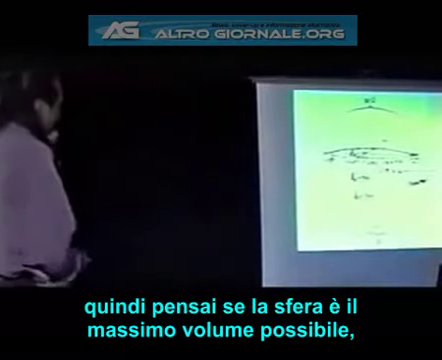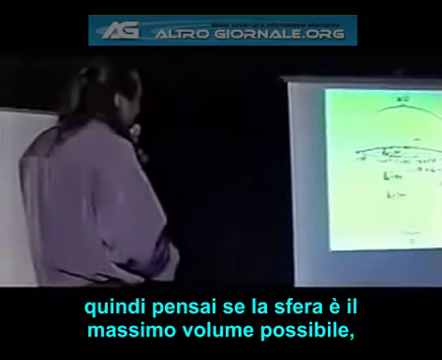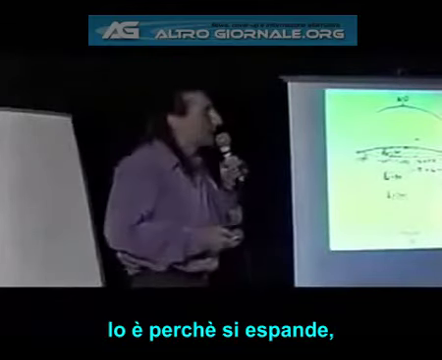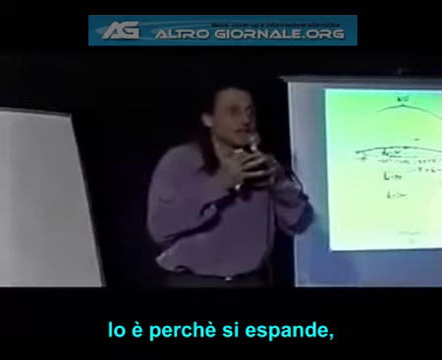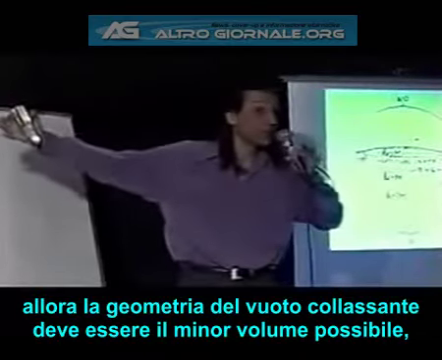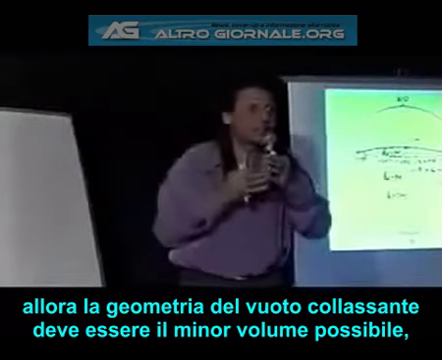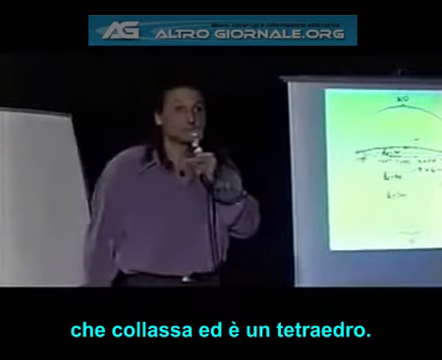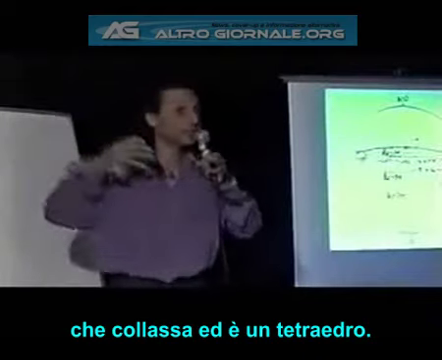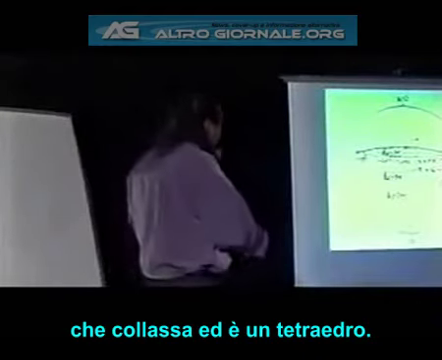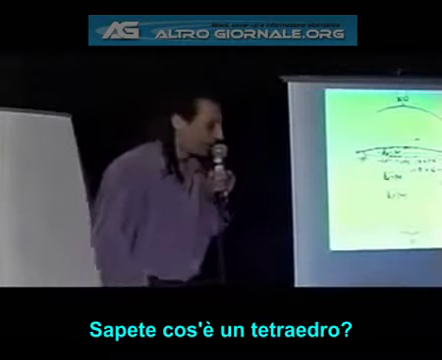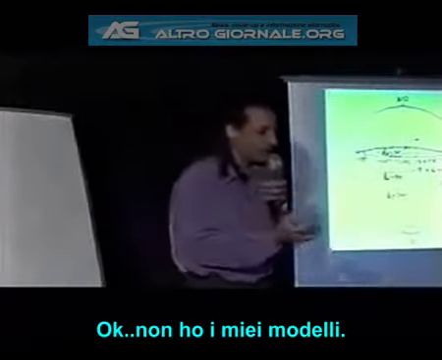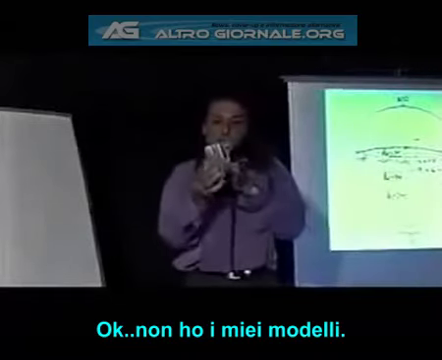So I looked and I thought, well, if the sphere is the highest volume possible, which it is, then the geometry, so it's the highest volume possible because it's expanding, right? Then the geometry of the collapsing vacuum must be the smallest geometry possible. The smallest volume, the volume that's collapsing. And that is a tetrahedron. Everybody here knows what a tetrahedron is? Okay. While I'm traveling, it's kind of hard to bring all my models.